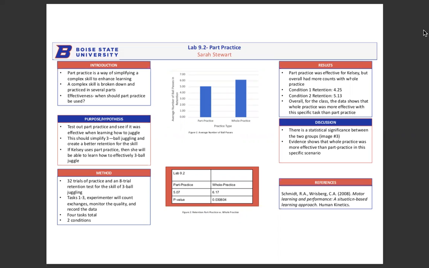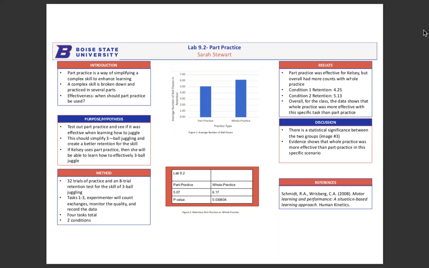Part practice is a way of simplifying a complex skill to enhance learning, and the effectiveness of this really just depends on the task that is being learned. Sometimes it actually can make learning the task more complicated. It is efficient for serial tasks that are to be performed very slowly, where the components in the sequence do not interact with each other. Tasks that are brief and programmed should not use part practice, and it can be detrimental.